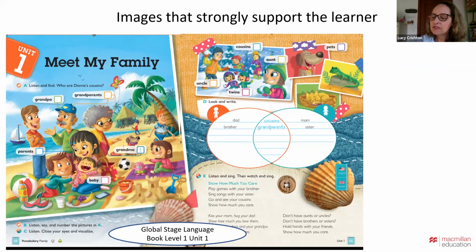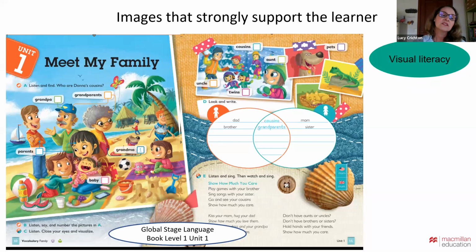What's lovely too is when we have materials in our classroom that really support and scaffold the writing process. Yeah, so I'm going to show you some pages from Global Stage and just highlight some of the important features. Okay, so visual literacy is very much part of this course. So when students are introduced to new vocabulary, they can clearly see the images connected to each word, right? Here they're going to listen and they're going to number. So they've got plenty of practice in the initial vocabulary that they're going to need later to write.